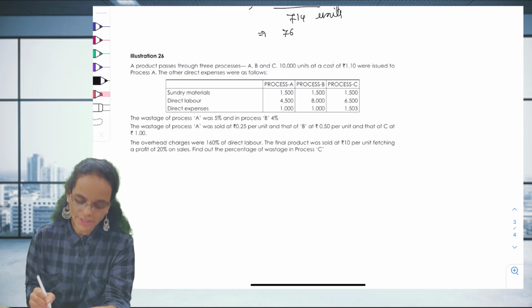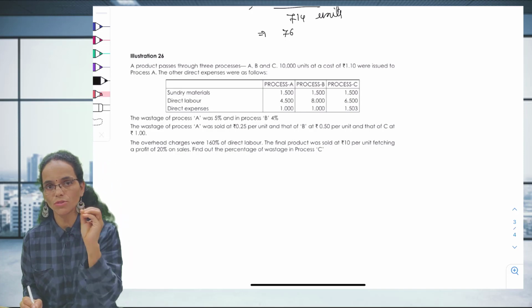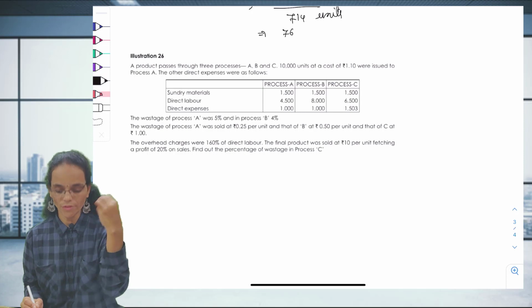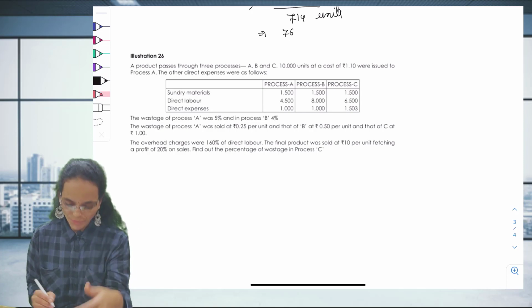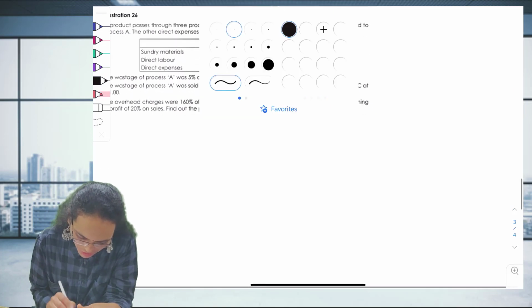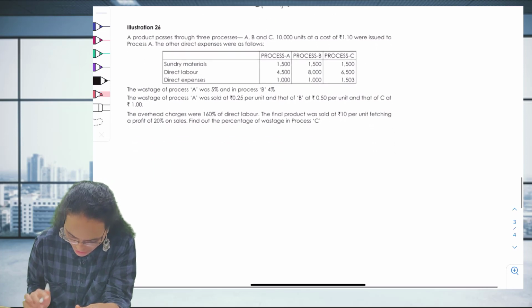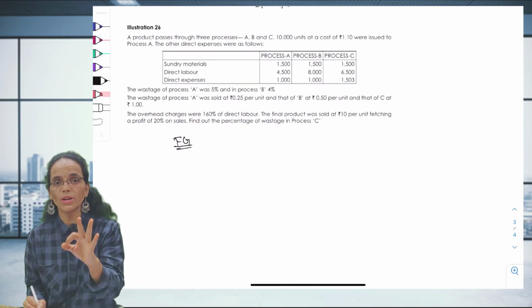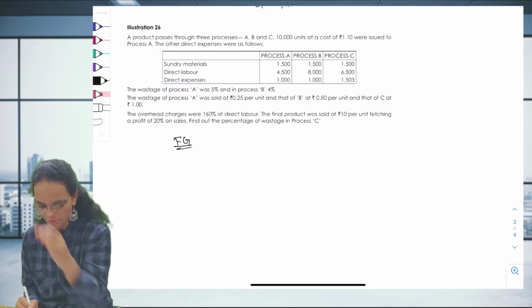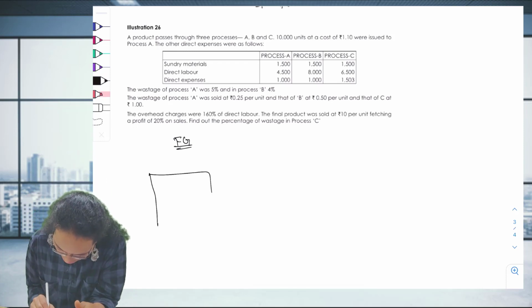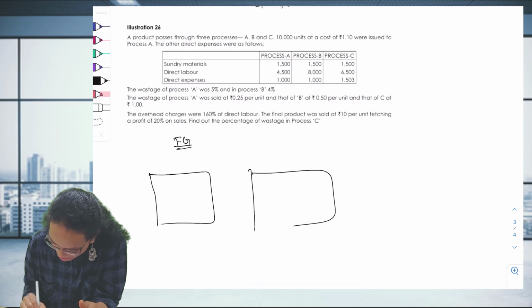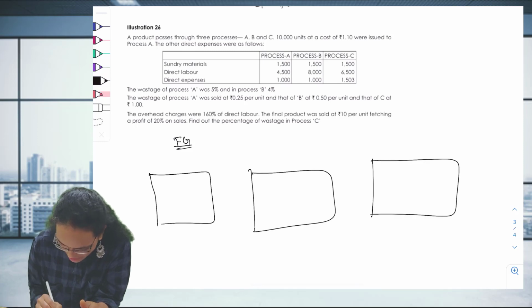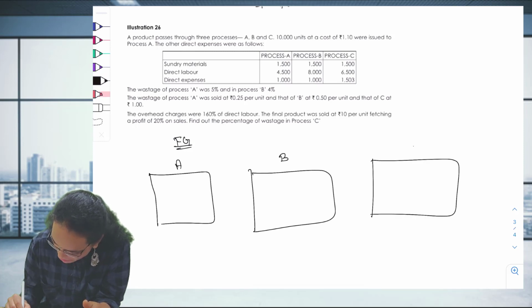Okay, first let me take 2 minutes to explain the question, and then we will go to solving the problem. See, there is a product, the product name is not given. There is one finished good. This product has to undergo 3 processes: process A, process B, process C.